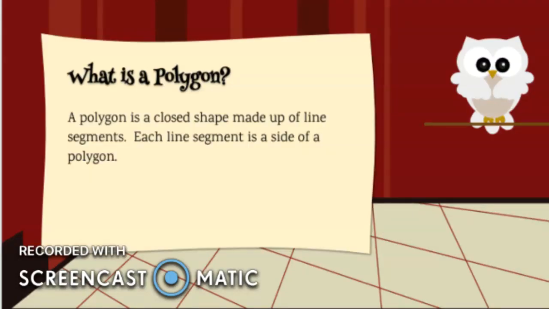So today we're going to be thinking about what is a polygon. What gives us that indication that that shape is a polygon? It is important to remember that a polygon is a closed shape made up of line segments. So it's closed. There's no openings in a polygon. Each line segment is a side of the polygon. So line segments means that there's going to actually be lines that are connected together because it's a closed shape to create a polygon.